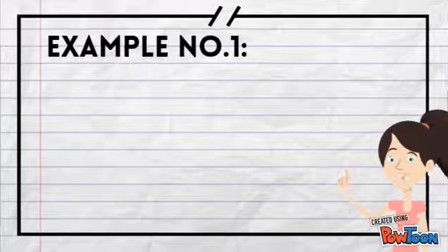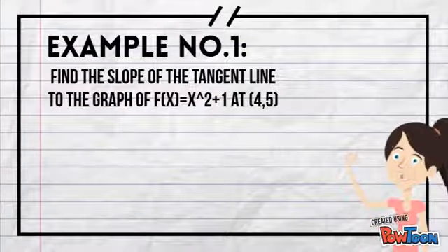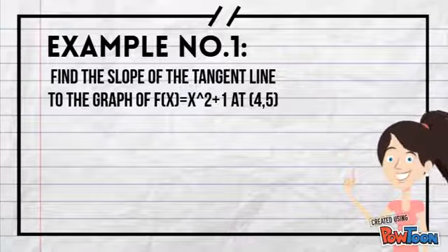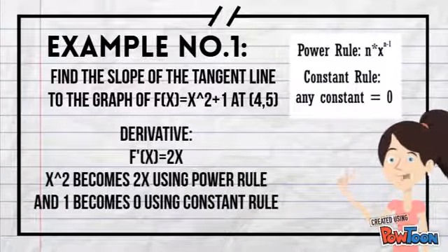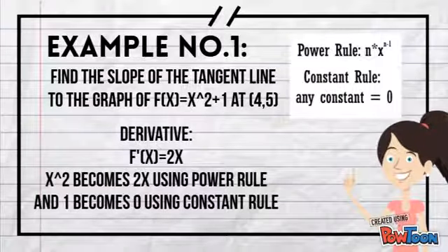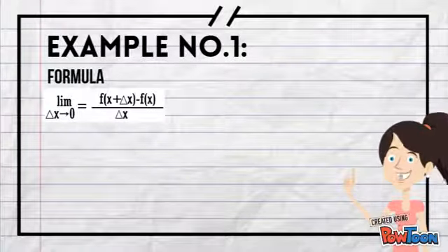For our first example, find the slope of the tangent line to the graph of f of x equals x squared plus 1 at x equals 4. Here we can use the differentiation rules, the power rule and the constant rule, so that we can turn x squared plus 1 to 2x, which is its derivative. Or we could use the formula that we have mentioned before.